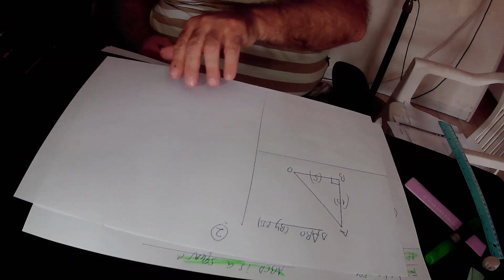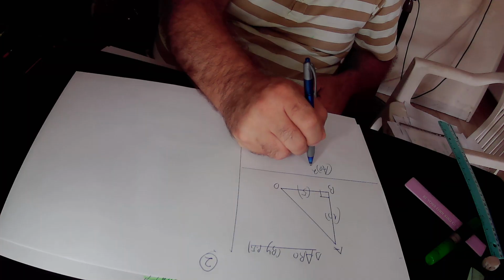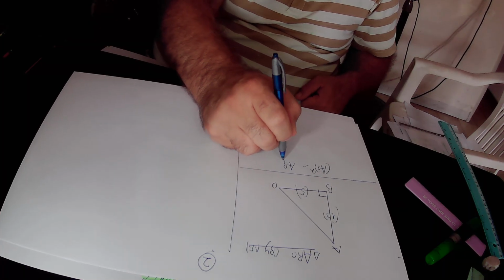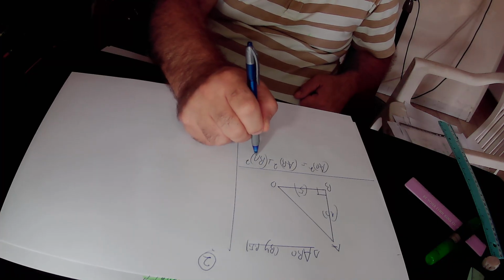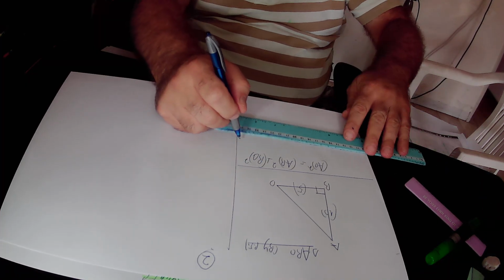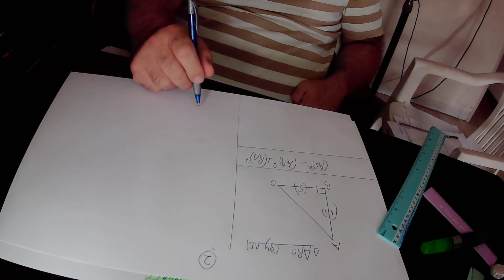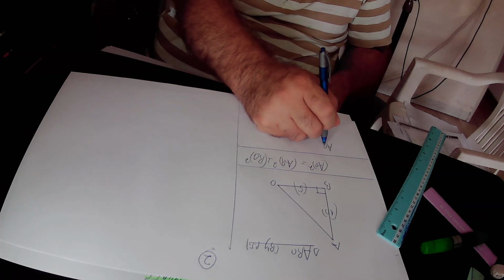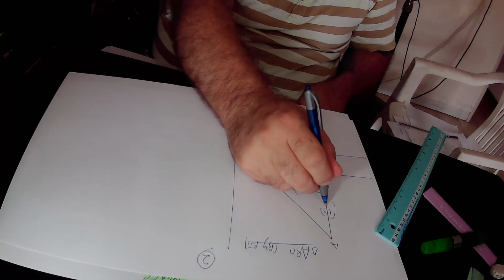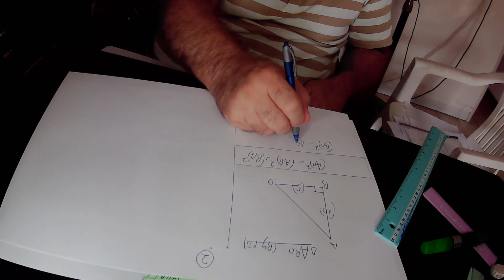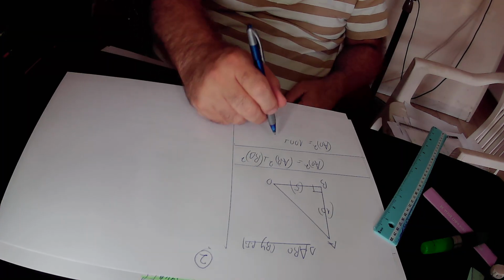AO squared, that is the square of the hypotenuse, equals AB squared plus BO squared. AO is the missing side, so AO squared equals AB squared. AB is 10, therefore AB squared is 10 squared, it is 100, plus BO squared. BO is 5, therefore BO squared is 5 squared, it is 25.